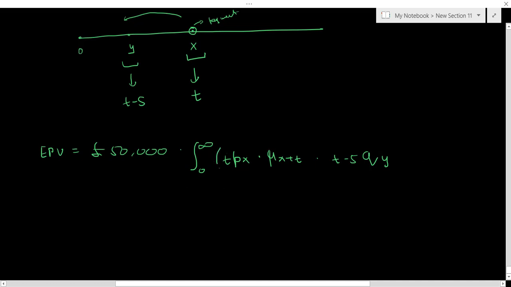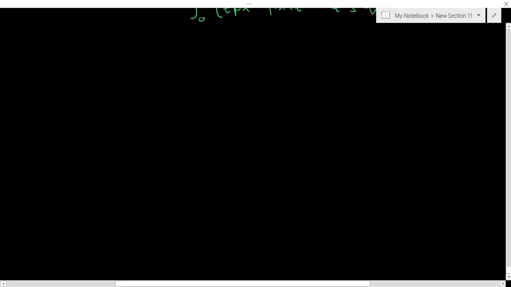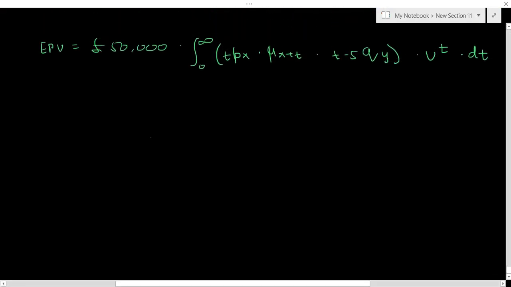And when this happens, I make a payment of 50,000 pounds, and that is discounted by a factor vt, obviously. So dt is multiplied with this. So this is my condition. This is what I have here. Okay, so let's just try to calculate the value of this expression first, trying to simplify it.